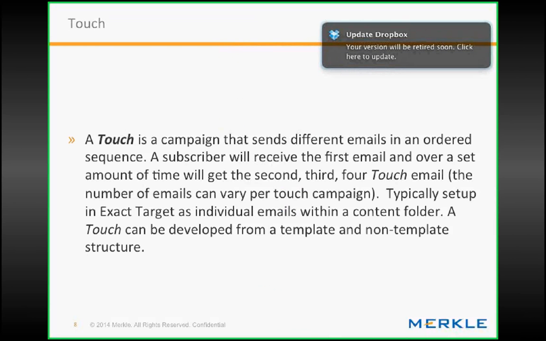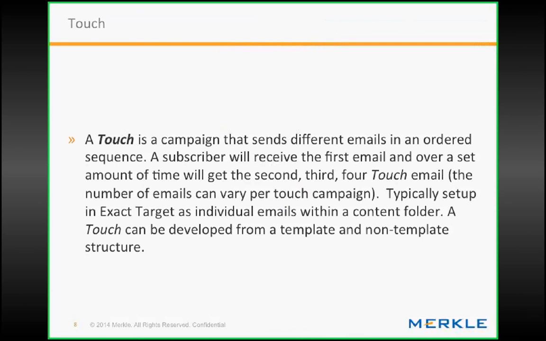So we're going to go into the next definition, which is a touch, and I know that some people are sometimes confused about the terminology of what a touch campaign is. A touch campaign is sent to different emails in an ordered sequence. Subscribers will receive the first email, and over a set amount of time will get the second, third, fourth touch email. The number of emails can vary per campaign. We typically set it up in ExactTarget as individual emails within a content folder. A touch can be developed from a template and non-templated structure.